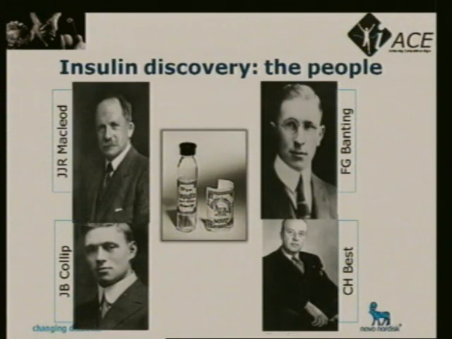Now, this slide also talks about the discovery of insulin and the people who were involved. On the right side of the slide are Charles Best and Frederick Banting, who discovered insulin, and on the left are J.J.R. MacLeod and J.B. Collip. J.J.R. MacLeod was the gentleman in whose laboratory at the University of Toronto the experiments were carried out, and J.B. Collip was a biochemist who was responsible for refining the extract of insulin from the pancreas of dogs. And in the center of the slide, one can see the initial vials of insulin, which were first made by the company called Novo Nordisk.